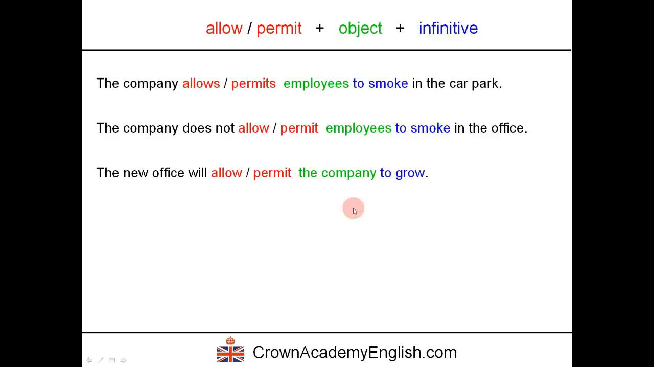The new office will allow the company to grow, or the new office will permit the company to grow. This is an example of the second meaning. So in the previous examples, the meaning is permission or authorization. But here, this means that the new office will make it possible for the company to grow. The new office will facilitate the growth of the company. Okay, remember at the beginning of this lesson I said there are two meanings of allow and permit. Well, this is the second meaning. It means that it makes something possible. So the new office will allow the company to grow.